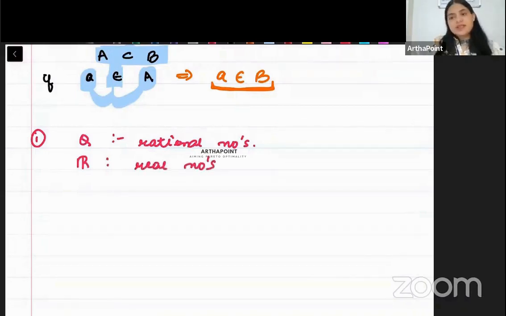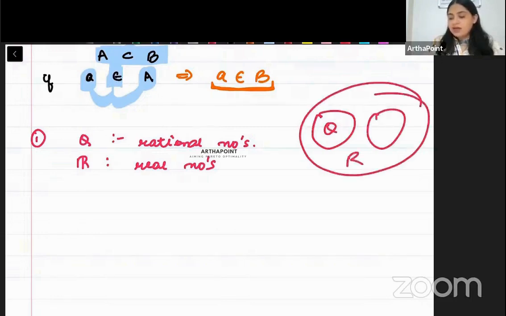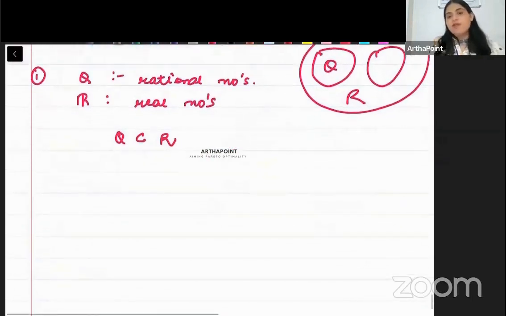बेटा रैशनल प्लस इरैशनल रियल नंबर होते हैं तो यहाँ पे आ गए मेरे रैशनल इरैशनल नंबर दोनों मिलाकर रियल नंबर. सो रैशनल नंबर इज अ सबसेट ऑफ द रियल नंबर, isn't it? So we can say that Q is a subset of R.